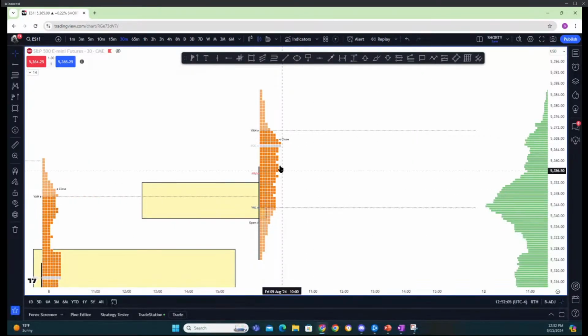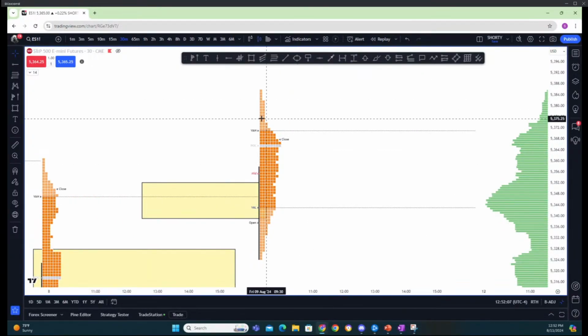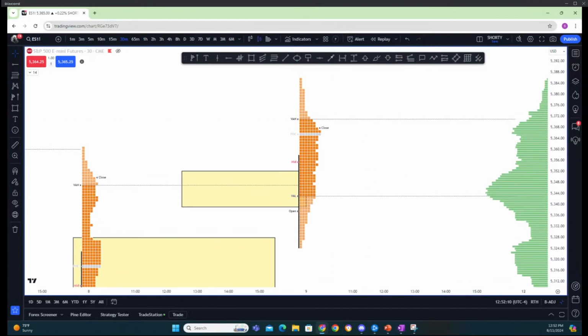So on Friday, this is called what in terms of type of days? What type of day is Friday? Open test drive. No, day type, not the open type. Normal variation day. Okay. And that would be normal variation because of what? It broke one side of the IB and stayed out there mostly. Okay, yeah, that's correct. How would you have made that a neutral day? How would this potentially have been a neutral day?